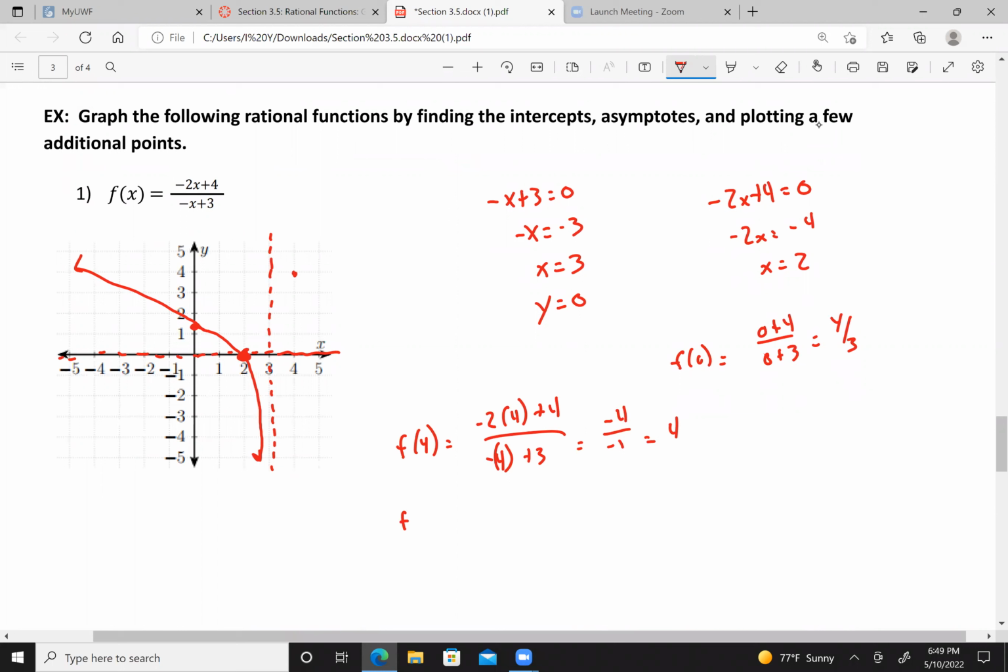And then let's find f of 5. Negative 2 times 5 plus 4 over negative 5 plus 3. This is negative 10 plus 4, which is negative 6 over negative 2, which is 3. Now it looks like we're going something like this. And that's our basic graph.